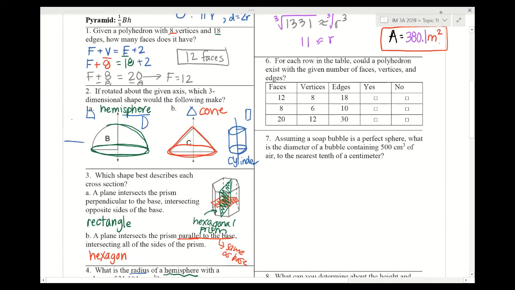Remember that for number 6, it's the same as what we did in number 1, where we're using F plus V equals E plus 2. And so 12 plus 8 is 20. 18 plus 2 is also 20. So that means that this one works. 8 plus 6 is 14. 10 plus 2 is 12. So no, that does not work. 20 plus 12 is 32, and then 30 plus 2 is also 32. So we have a yes, then a no, then a yes for number 6.